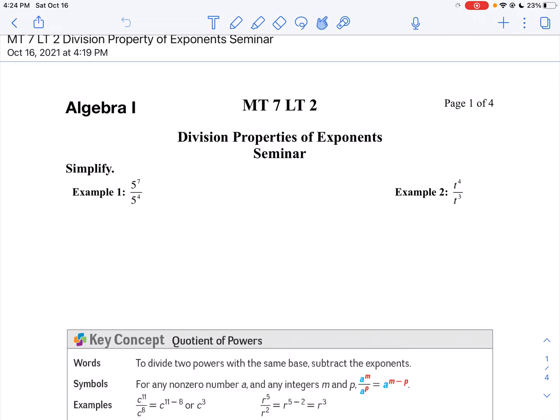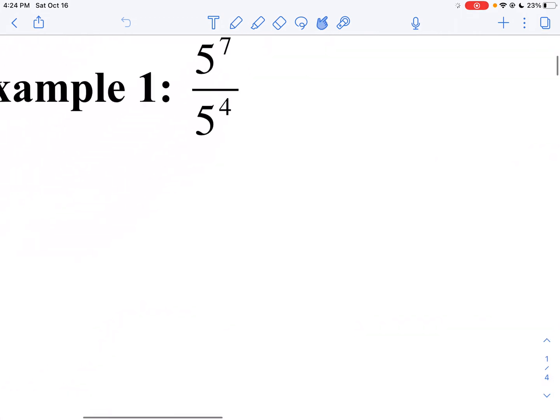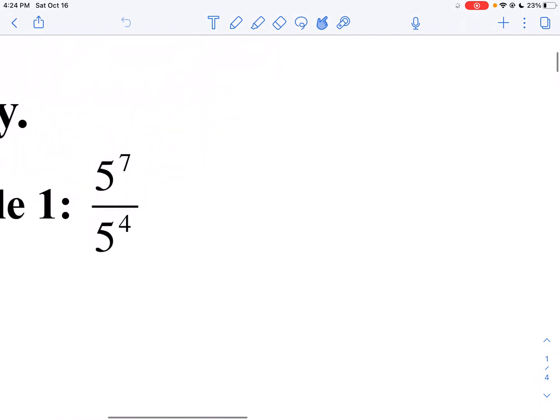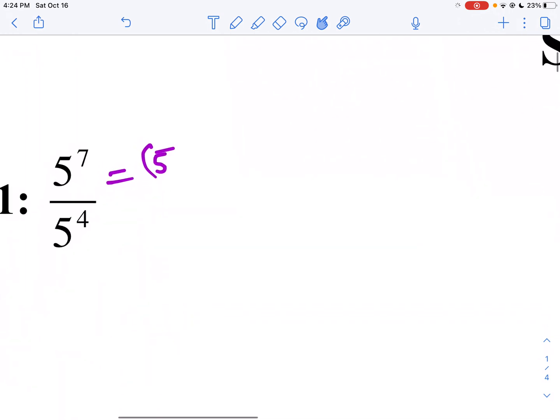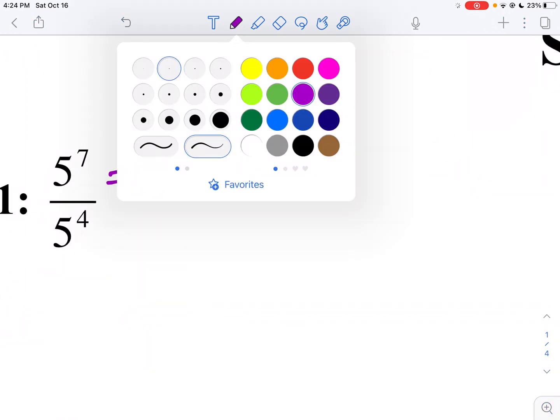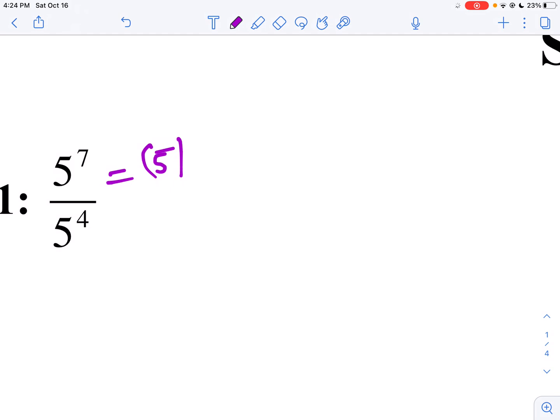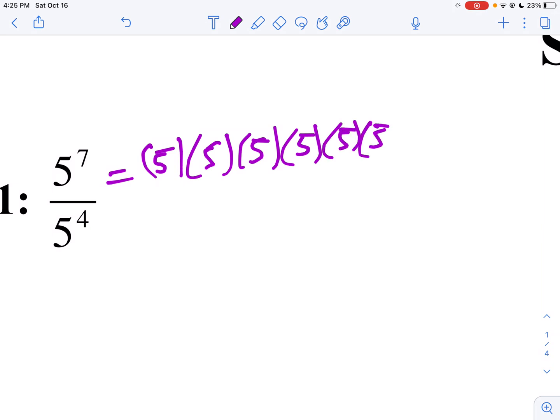I'm going to start here with this division property. I've got 5 to the 7th, which means I have 5 multiplied 7 times. So there's 1, 2, 3, 4, 5, 6, and 7. I'm going to divide that by 5 to the 4th.